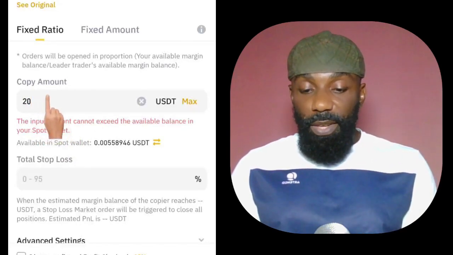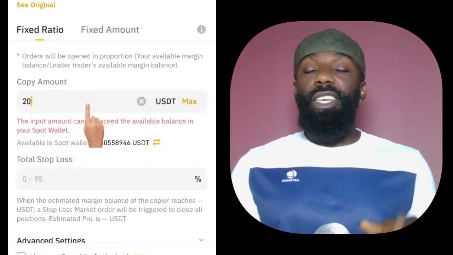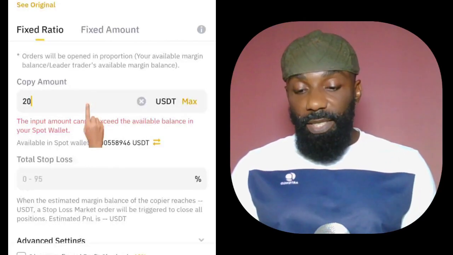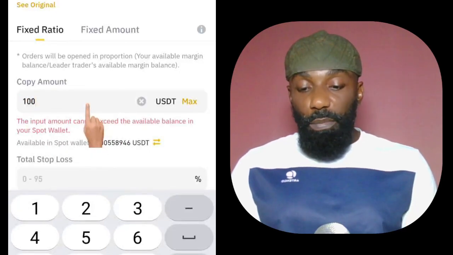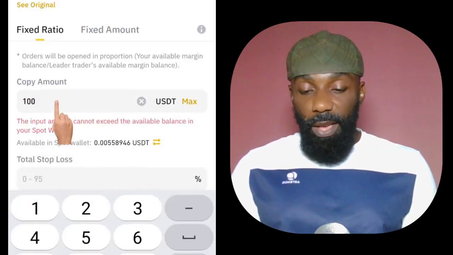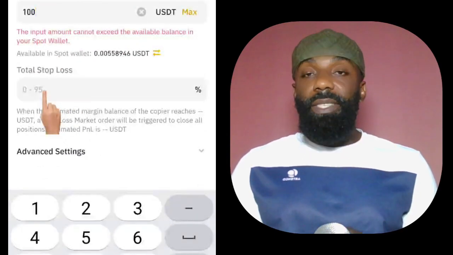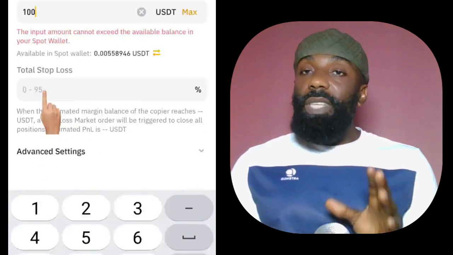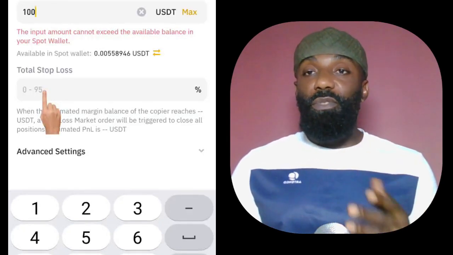So on this here, let's assume you want to copy this person. Let's say the money you have on Binance is 20 USDT, or let's say 100 USDT. Let's put in 100 USDT here. Now, when you put in your 100 USDT, you're going to come down here and say, okay, fine, this 100 USDT, the stop loss I want to put, let's assume you don't want to lose more than 10% of your fund here.